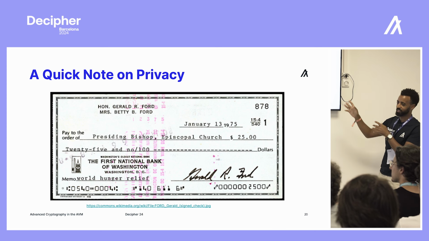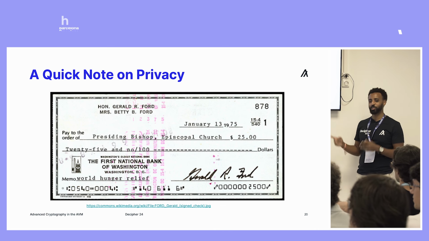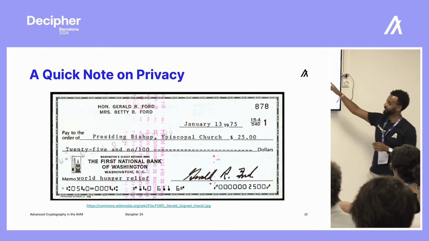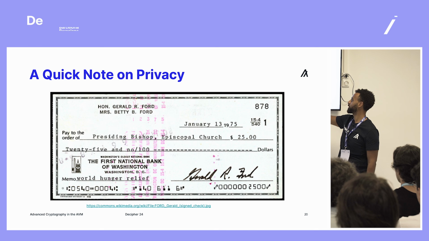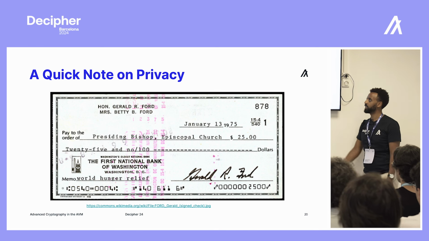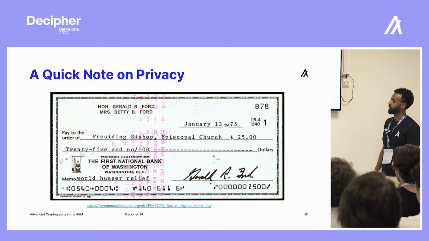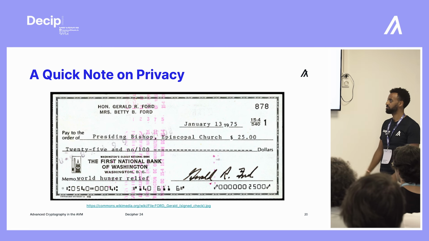So here's a check from 1975, where maybe $25 was a lot. I don't know. It's from the president, Gerald Ford, and he's sending money to this church. You can see a bunch of information here: the signature, the amount, the date. Since we're talking about privacy, this is what a normal transaction looks like on a blockchain. You have a sender, receiver, and amounts.